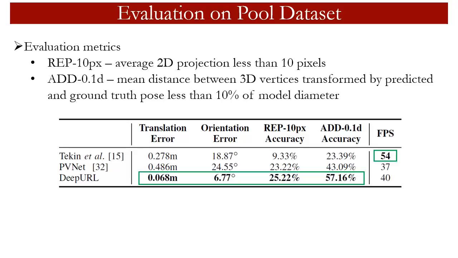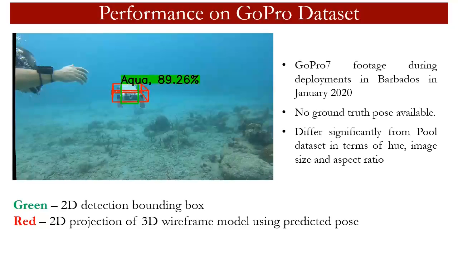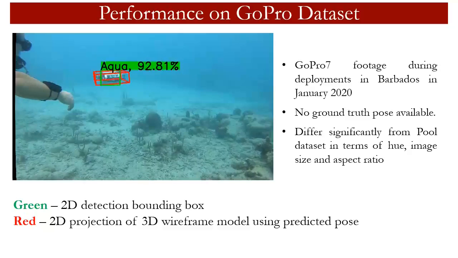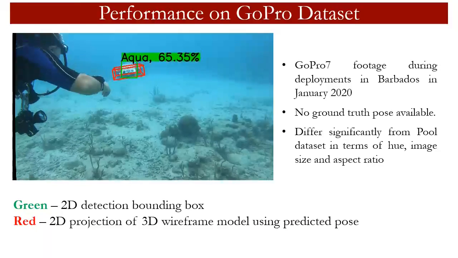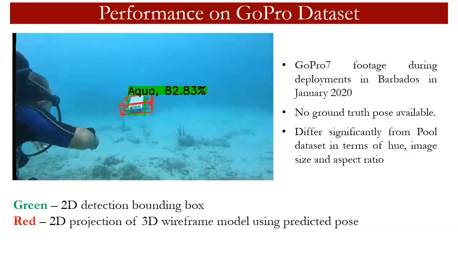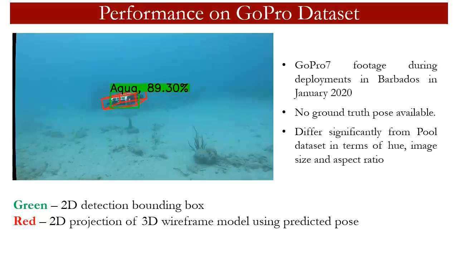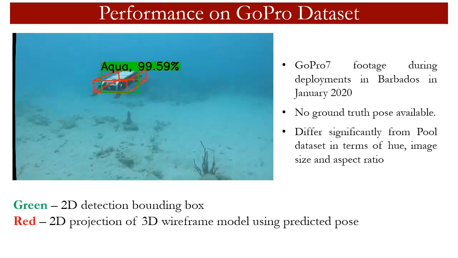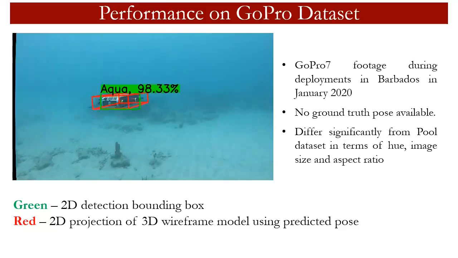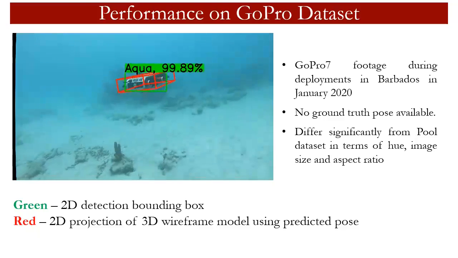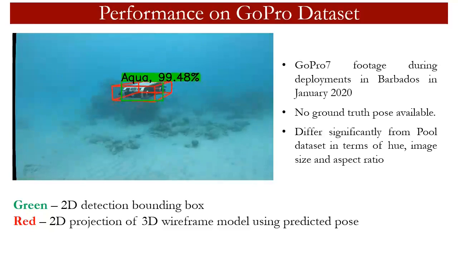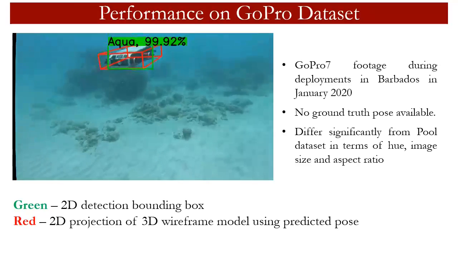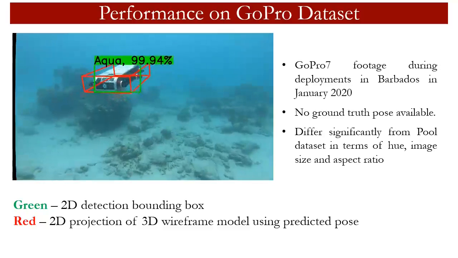NVIDIA RTX 2080 GPU. We collected images underwater in Barbados of an equatorial robot swimming over coral reefs using a GoPro camera, which differs significantly from the images collected using another Aqua2 in terms of hue, image size, and aspect ratio. Given that ground truth is not available for these images, this dataset was only used for qualitative evaluation.